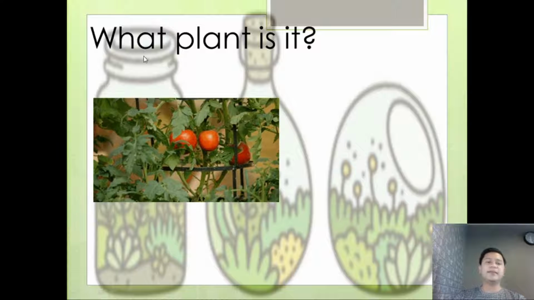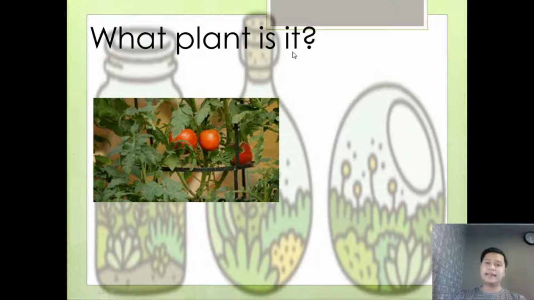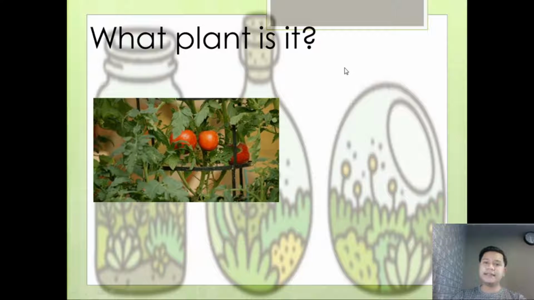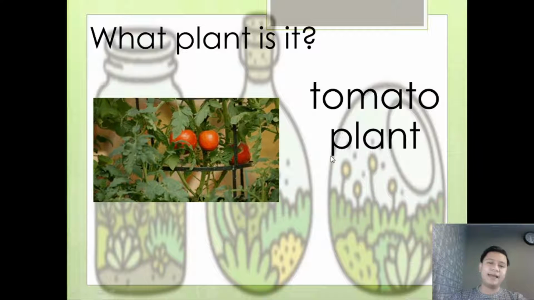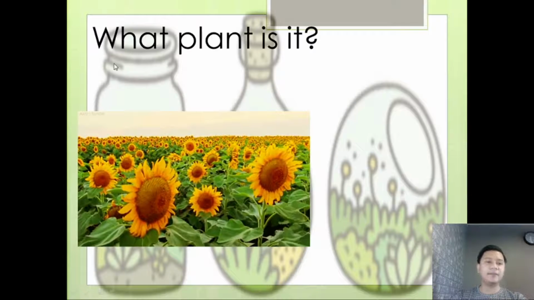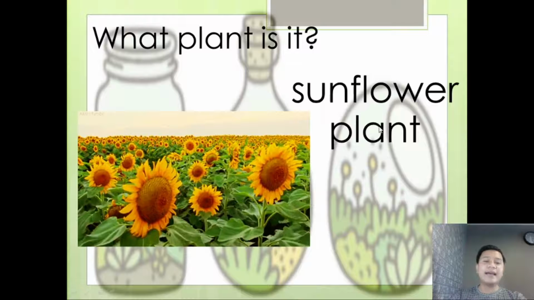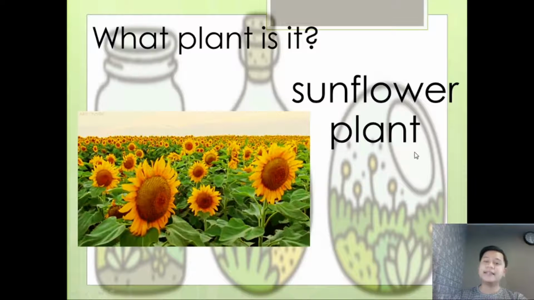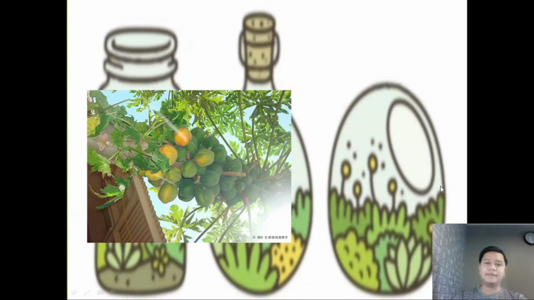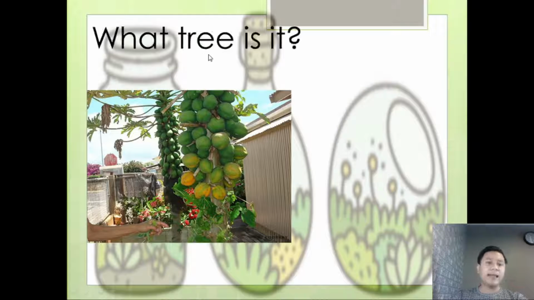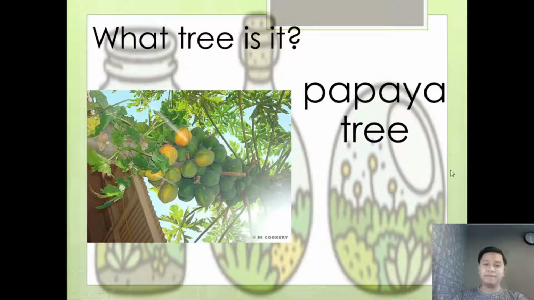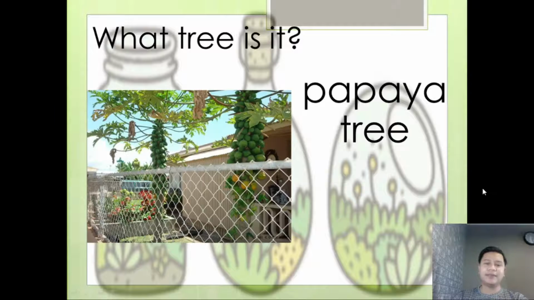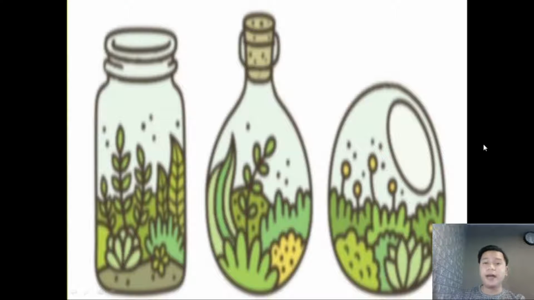Everybody, let us read. What plant is it? It is a tomato plant. Tomato plant. Very good. Next example. What plant is it? It is a sunflower plant. Sunflower plant. Next, what tree is it? It is a papaya tree. Papaya tree. Very good. Those are the examples of flowering plants.